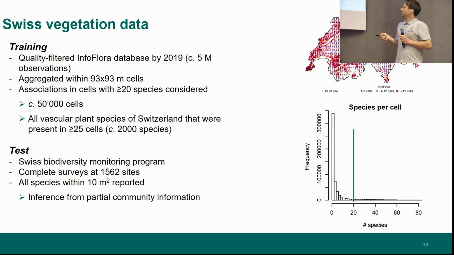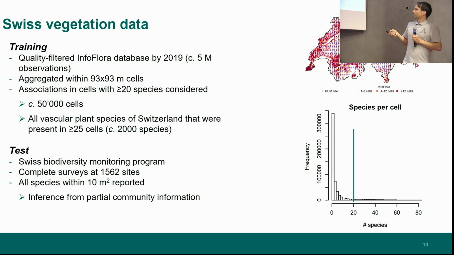As test data, we had official survey data, so full presence-absence data, reported at 10 square meter plot, so it's a bit of a smaller scale, but it's a regular distribution. You can see the blue crosses here across Switzerland.